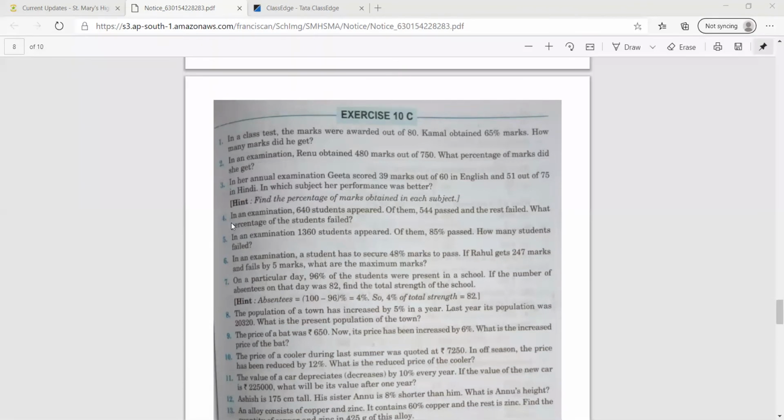Number 4. In an examination, 640 students appeared. Means these are the total number of students who appeared for an examination. Of them, means out of 640 students, 544 passed and the rest failed. So we know how many children out of 640 passed. Okay, and the remaining have failed. What percentage of the students failed? So we know that we have to find out the percentage. And what percentage do we want to find out? The percentage of students failed.